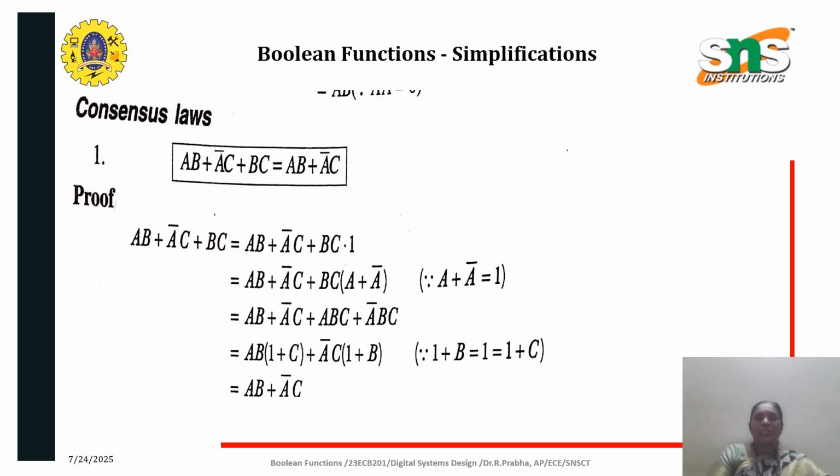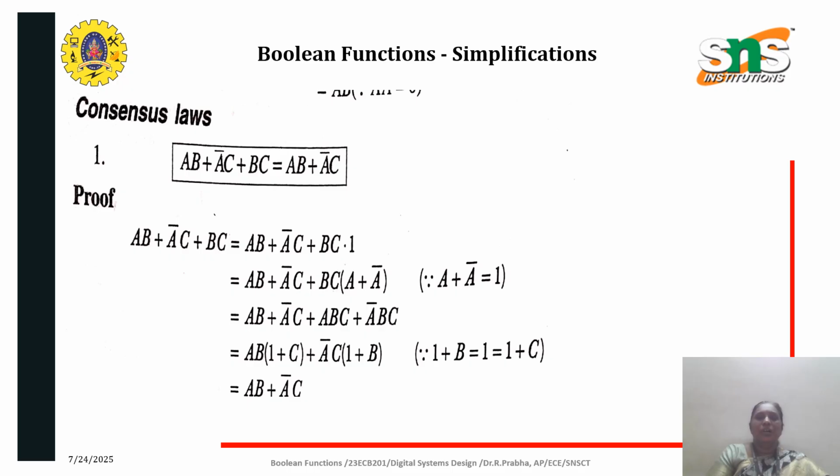In the next step, this 1 is replaced by A + A' because we have only BC in the last term. The missing variable is A. In order to insert the missing variable, we are adding A + A' instead of 1. According to the OR law, any variable added with its complement gives a value equal to 1. So A + A' is equal to 1. In the third step, we are multiplying inside the third term. So BC multiplied with A is ABC, and BC multiplied with A' is BCA'.